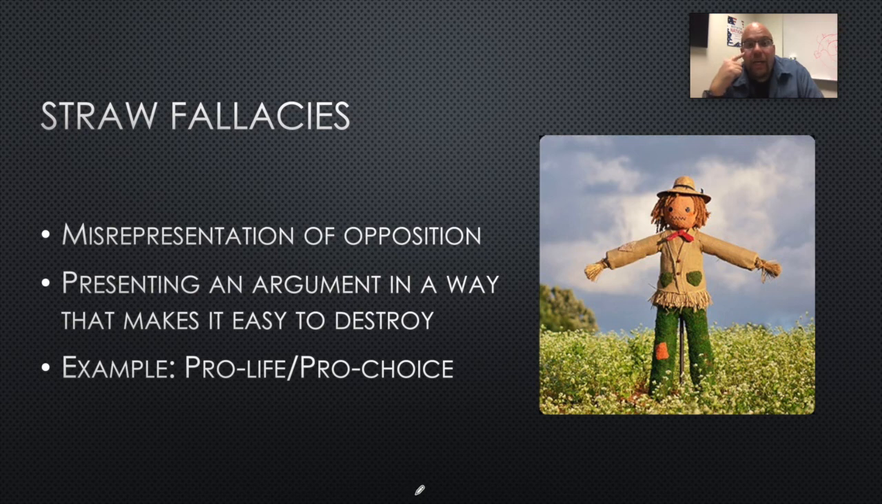Now, next up, you've got a straw fallacy. And you see the scarecrow or straw man on the screen. This is when you misrepresent the opposing argument in a way that is not complete. You make it sound weak and frivolous so that it's easy to defeat. And that's not going to make you really stronger with your argument. It just makes you look as though you're not thinking thoroughly about the other side.